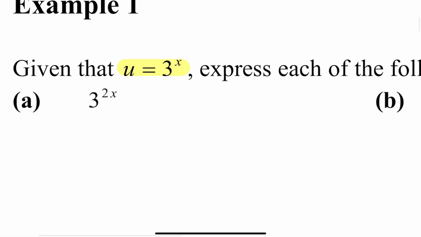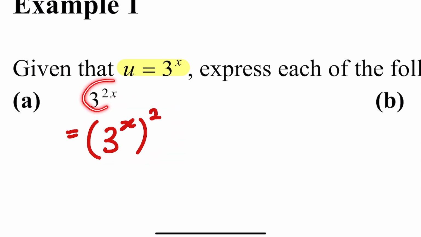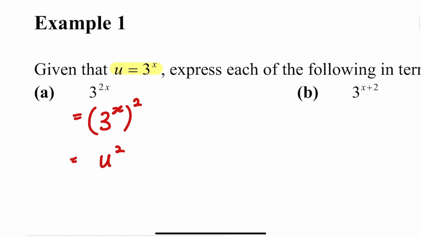3 power 2x. First, I must extract out the 3 power x. So by law of indices, this is simply equal to 3 power x, the whole thing power 2. Okay, if I were to open up the bracket and expand, I'll get back this. And therefore, this is simply equal to u squared, since u is equal to 3 power x. Okay, let's look at part B now.